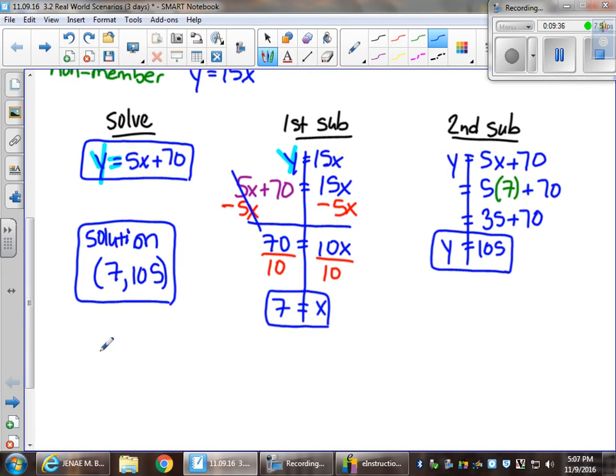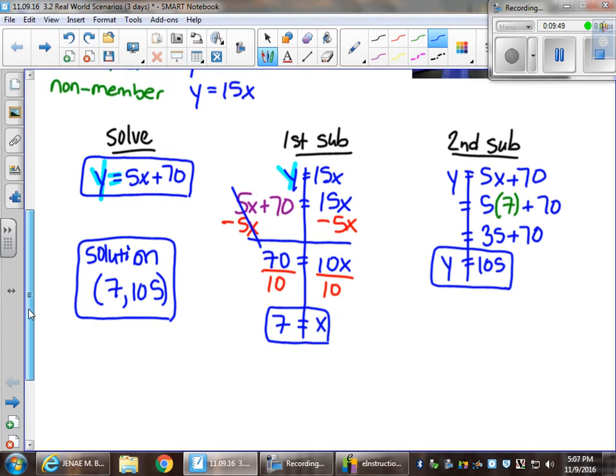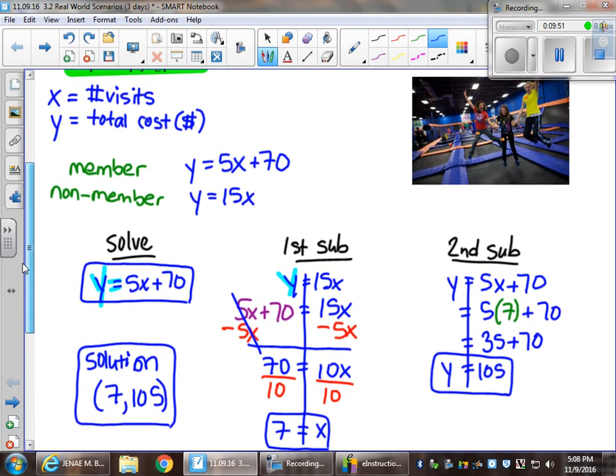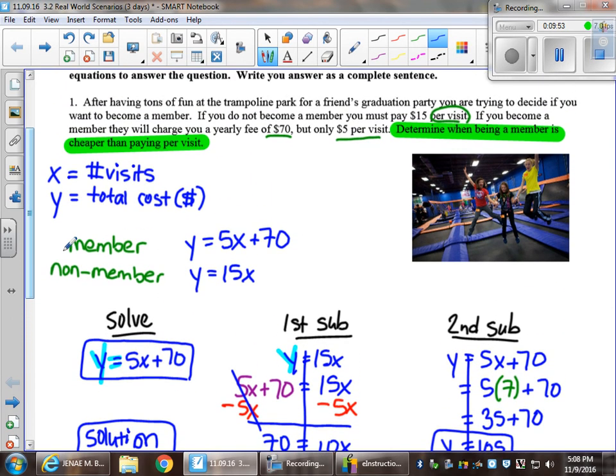If this was last week, we would be done, right? We got our solution, we're done. But what's the new piece of what we're doing? What's the new learning? Well, the new learning is realizing that doing this systems work has a direct connection to the real world. So all of the math we just did, there is a connection to answering this question of determining when being a member is cheaper than paying per visit.